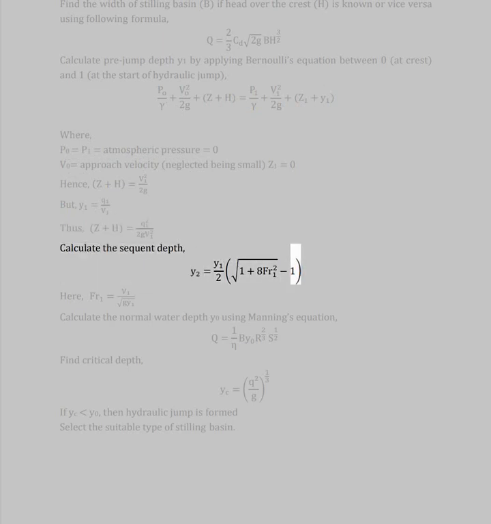Calculate the sequent depth, Y2 equals Y1/2 times the square root of 1 plus 8 Fr² minus 1. Here, Fr equals V1 over root g Y1. Calculate the normal water depth Y0 using Manning's equation, Q equals 1/n A R^(2/3) S^(1/2). Find critical depth, Yc equals (q²/g)^(1/3). If Yc is greater than Y0, then hydraulic jump is formed. Select the suitable type of stilling basin.